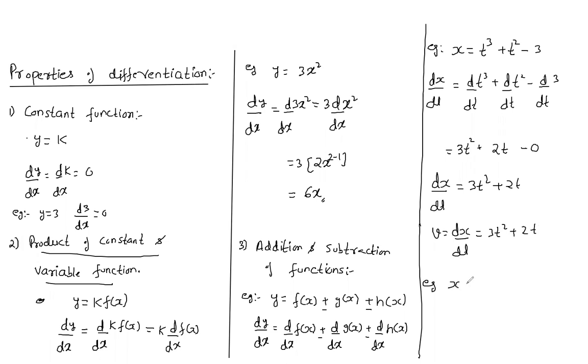Yes, sir. Okay, now solve this example. x is 3t to the power 5 by 2 minus 2 by t plus 3t. Calculate velocity. Just note it down and then solve this numerical.